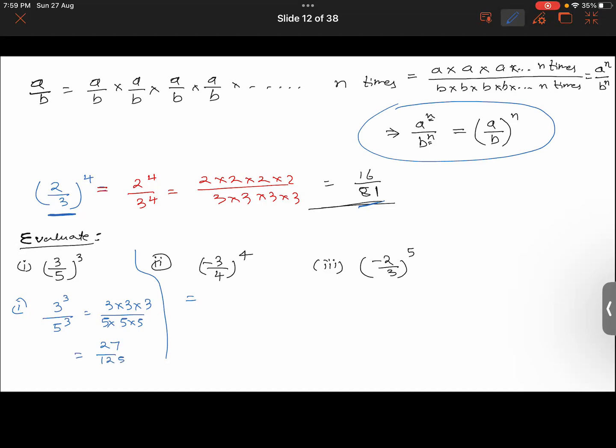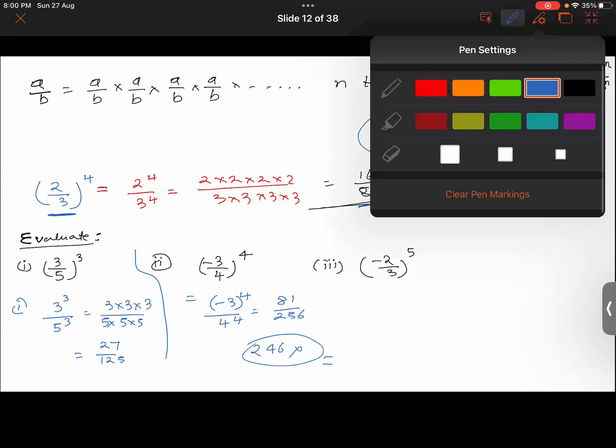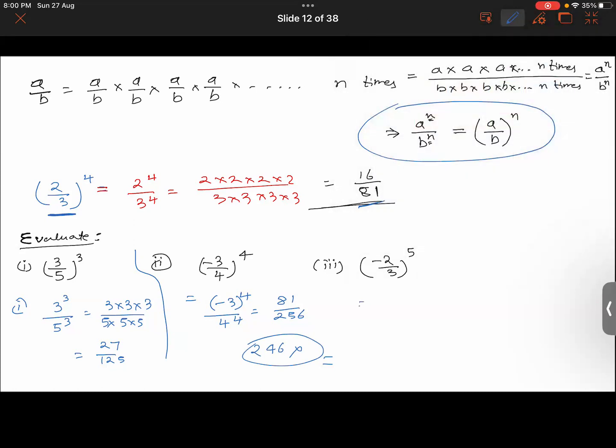Then the second one, same thing, you will do with this one also. That is 81 upon 256. Someone sent 246, that is wrong. Sir, I mistakenly typed 4, I meant to type 5. Okay, no issue. I sent the third one answer.